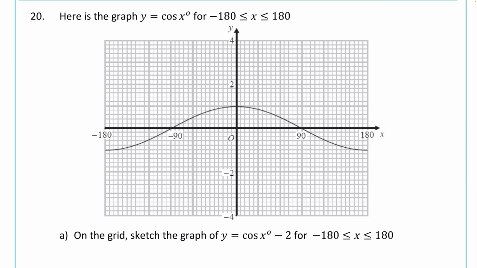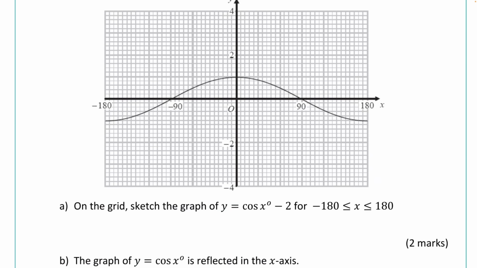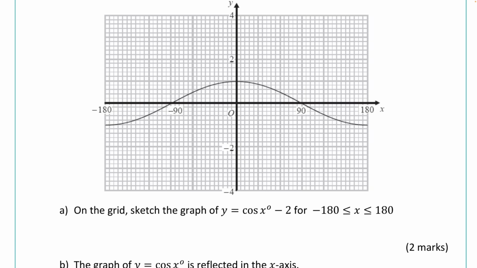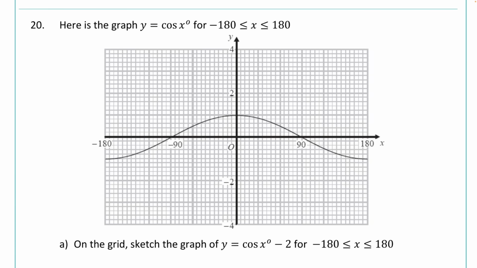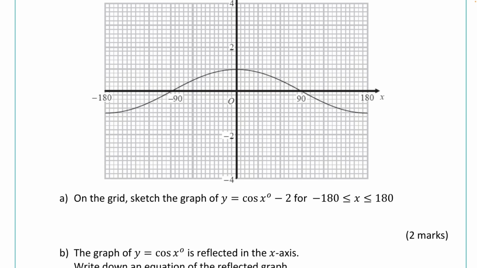Okay, next question. We have a trigonometric graph, and this is looking at some graph transformations. So this is the cos graph. It says here's the graph of y equals cos x for negative 180 to 180. It says on the grid, sketch the graph of y equals cos x minus 2 for just the same range that we have on the graph.